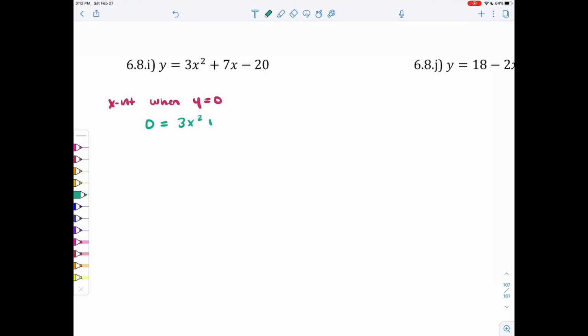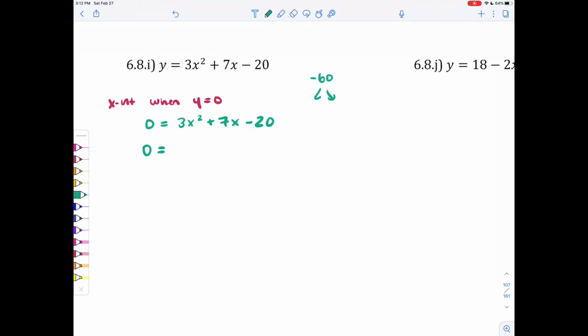3x squared plus 7x minus 20. The only way I know how to solve is by factoring. So let's get to it. I'm going to do this one by decomp, because why the heck not? So I am looking for factors of a times c, which is negative 60, that add to positive 7.